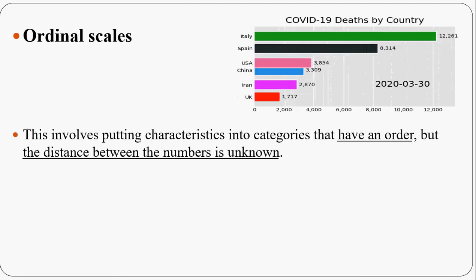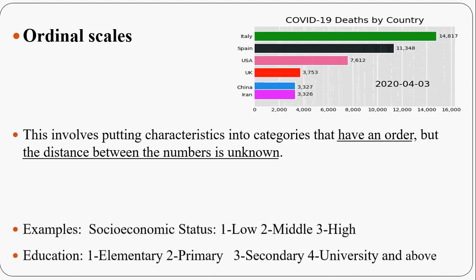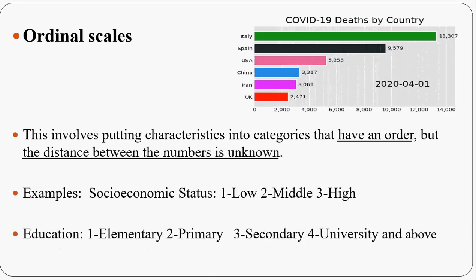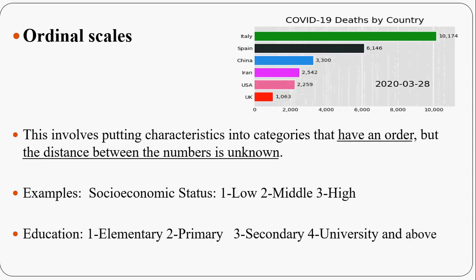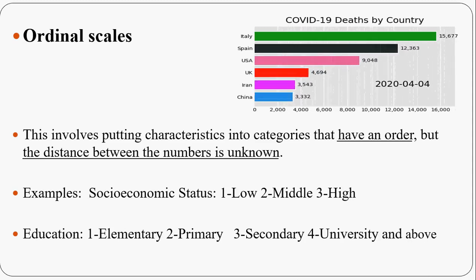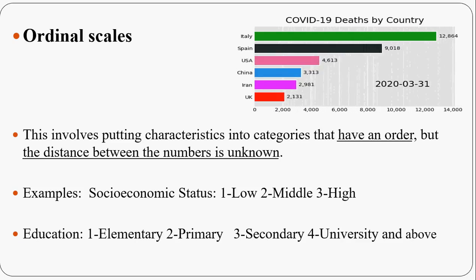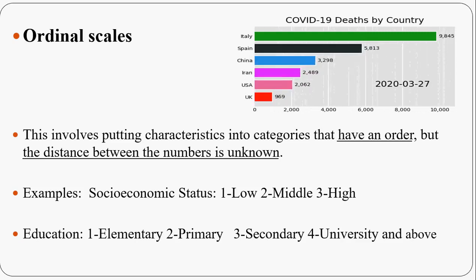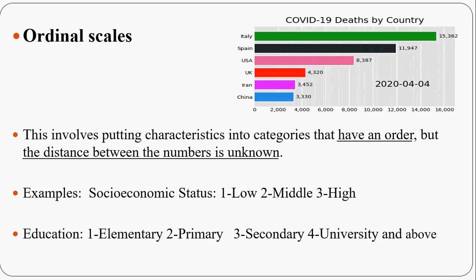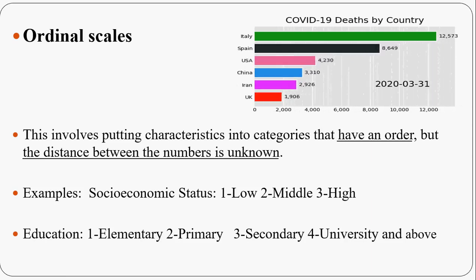This involves putting characteristics into categories that have an order, but the distance between the numbers is unknown, that is, between first, second, and third. That distance is unknown. Like for example, not only can we identify COVID-19 deaths by country, we can also identify socio-economic status, which country has higher rank, middle or lower rank. As well as we can take education, for example, and identify which country has the highest degree with regards to university, secondary education, primary and elementary education. So this is the example to understand with regards to ordinal scales. So I hope this example is clear to understand.